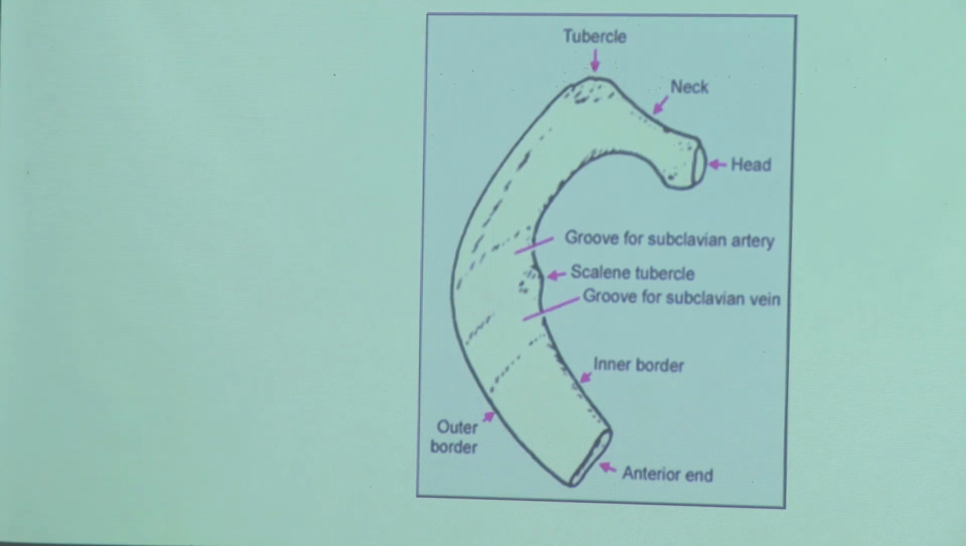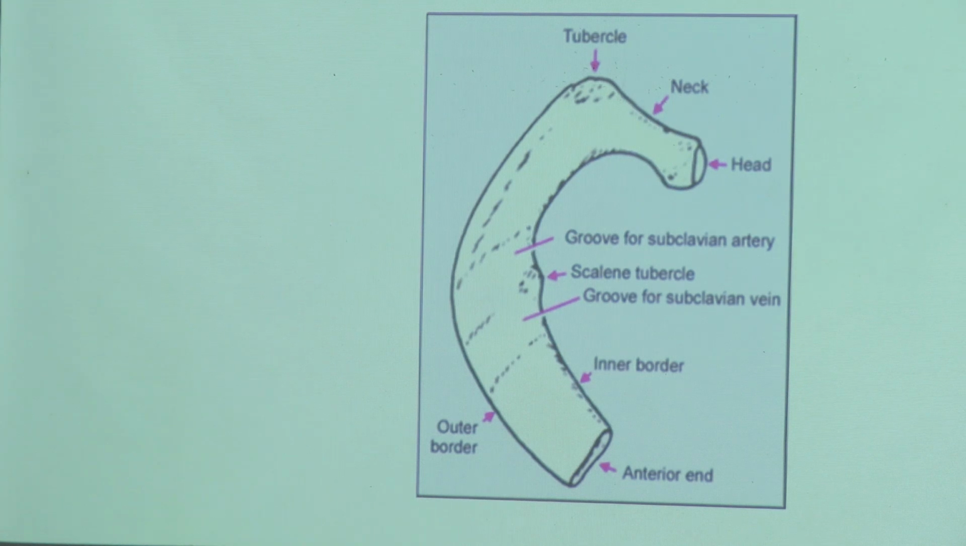from above. First of all, this one is the head. Anteriorly or posteriorly? It is situated posteriorly. Then in between, after the head, there is a constricted, narrow area. That is the neck. After that, there is the tubercle. This one is the shaft. And what are the features in the shaft?